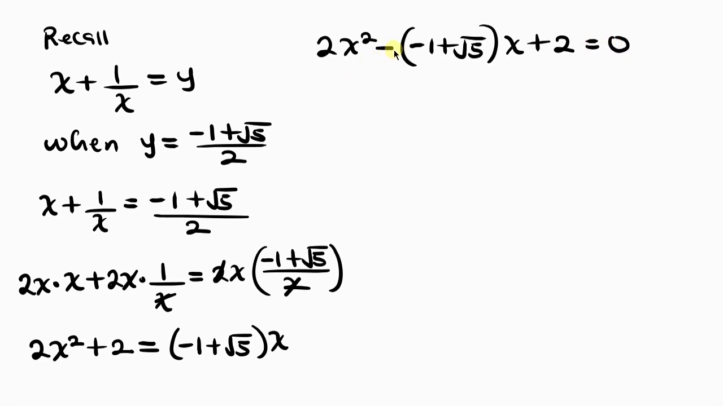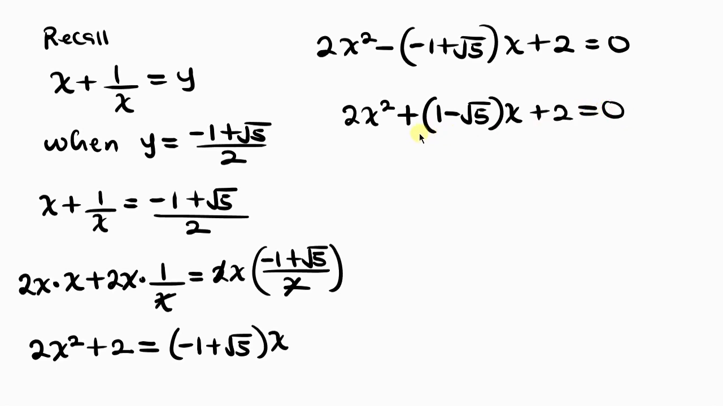Now, let's use this minus to open up the bracket. So we have 2x squared. When this minus goes into this bracket, minus times minus is plus. I'm still going to be opening a bracket because of a common x. Now, minus times plus is minus. So I have 1 here, but this now turns to minus square root of 5, and then x plus 2 equal to 0.